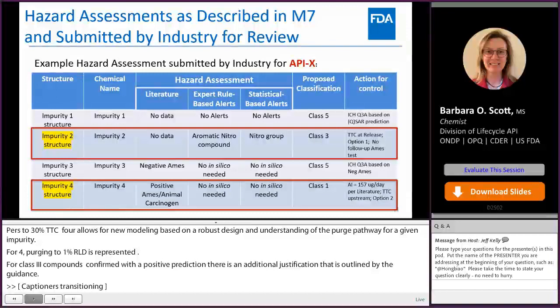Looking at impurity 4, the firm has provided literature, including a positive Ames result and a carcinogenicity study. They didn't perform QSAR and classified the impurity as a class 1 mutagen. The DMF holder or applicant then proposed an acceptable intake of 157 micrograms per day based on the literature with control upstream at that level.